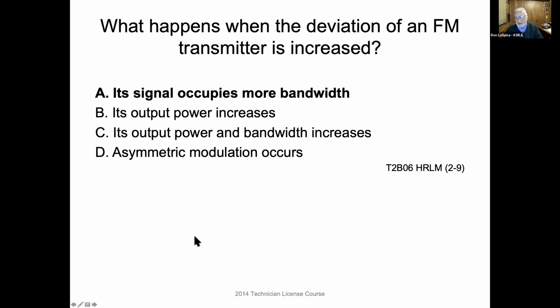A is right. It makes the bandwidth larger because the deviation is the difference between the highest frequency in the signal and the lowest frequency in the signal. And that is when she sings louder, then she gets more bandwidth. Okay.